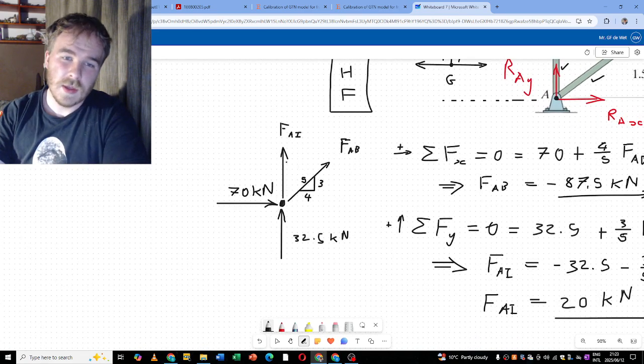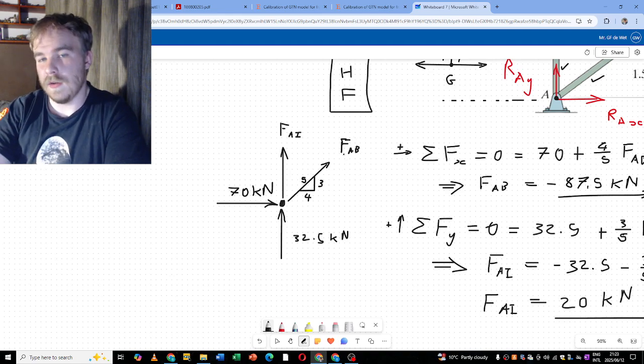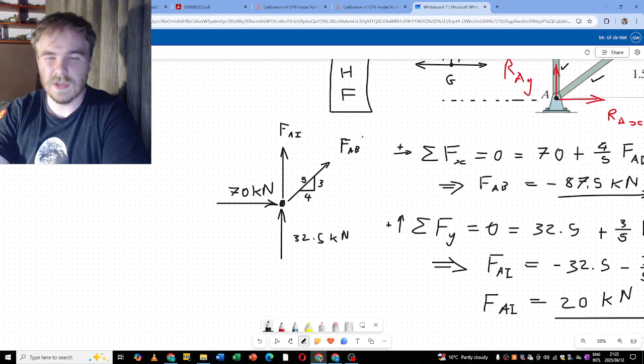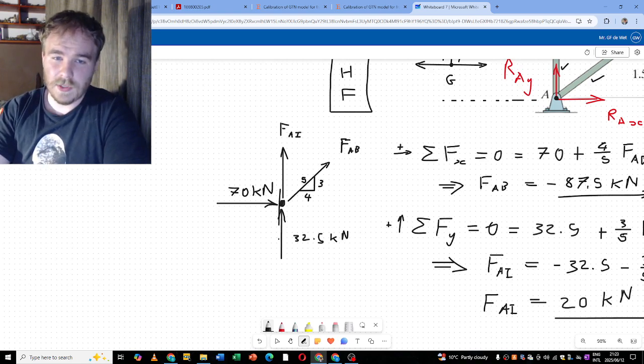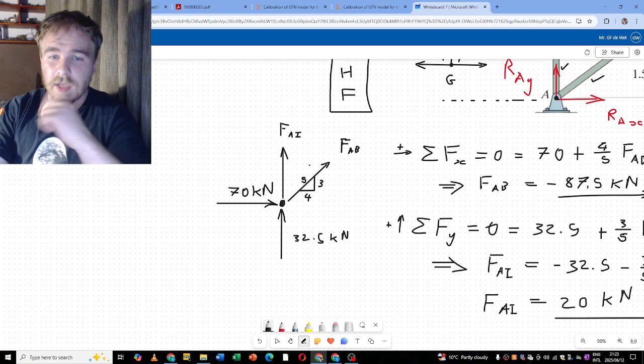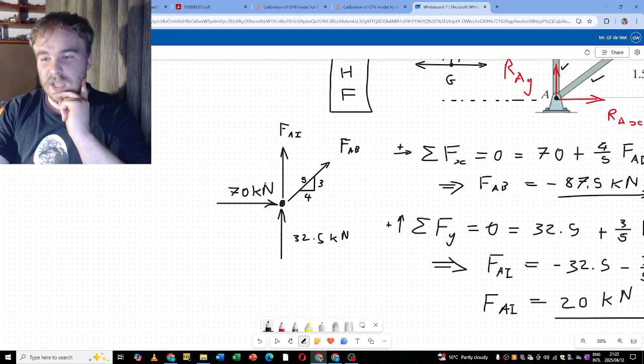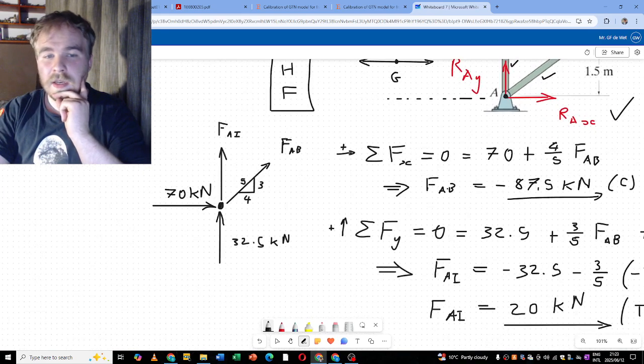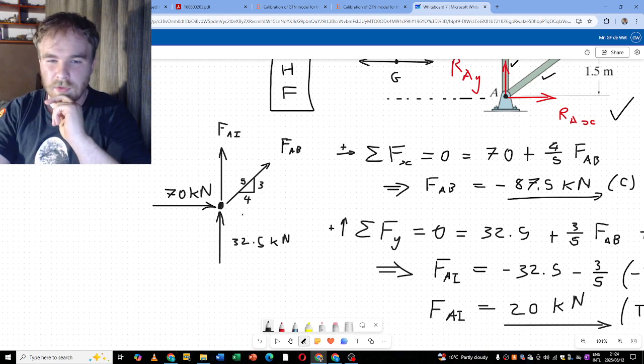We see that we have a force that goes upwards, and FA also goes upwards, and FAB also goes upwards. But we actually know that FAB should be in compression, so it is in the wrong direction. So it, in fact, goes downwards. Let me just remove that. In fact, it goes downwards. And FAB is significantly larger than the 32.5 kilonewtons, even though it's component-driven.